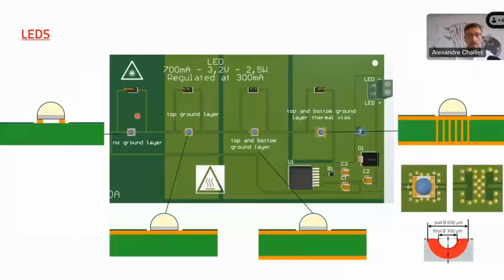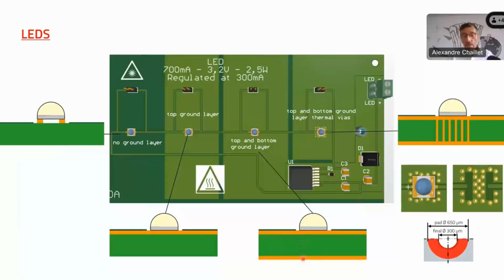So what are these configurations? First, you have no ground layer, no top, no bottom ground layer. Second configuration, top layer. Third configuration, top and bottom ground layer. And you can bet the best configuration is top layer, bottom ground layer, and thermal vias in between.